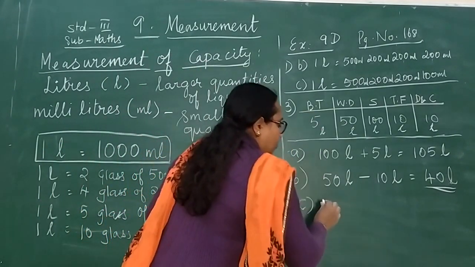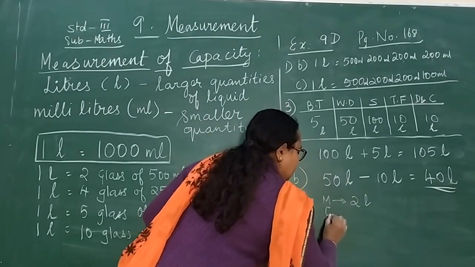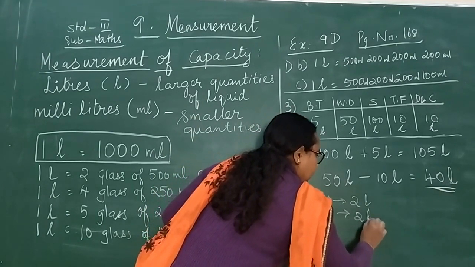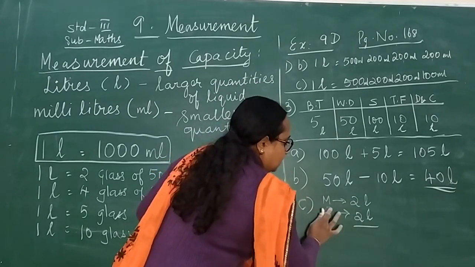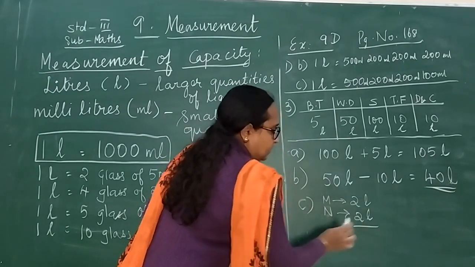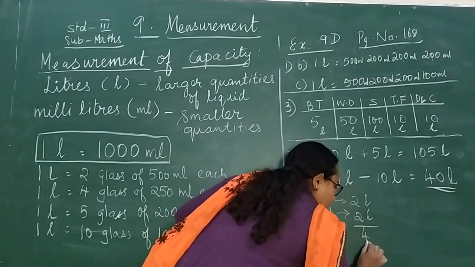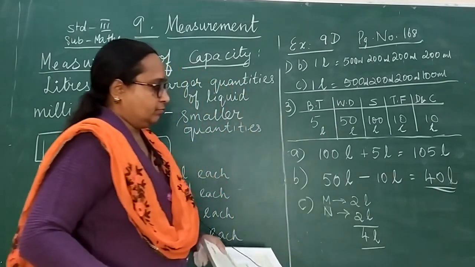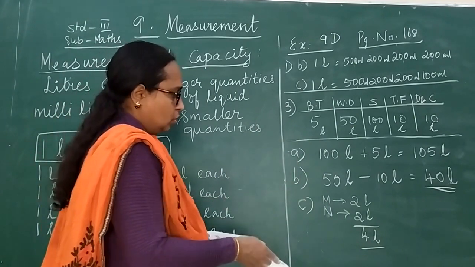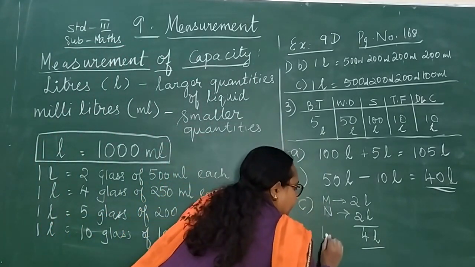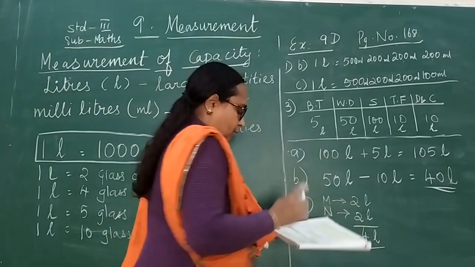So you can say for morning you brush your teeth with 2 liter. Night you brush your teeth with 2 liter. So that is twice a day, morning and night. Morning you use 2 liter, night you use 2 liter. Then how much total? 4 liter in total you use. One day you use 4 liter of water.